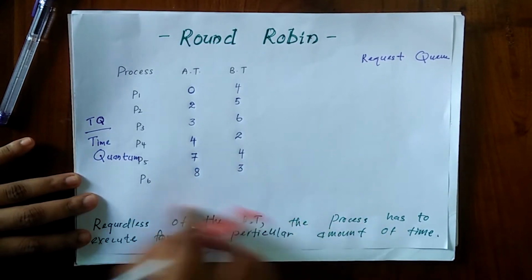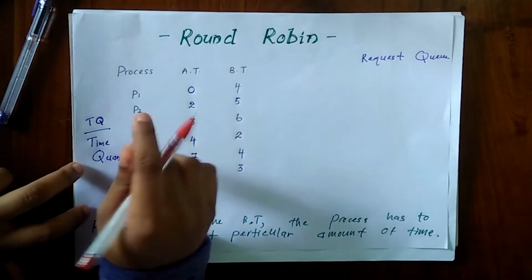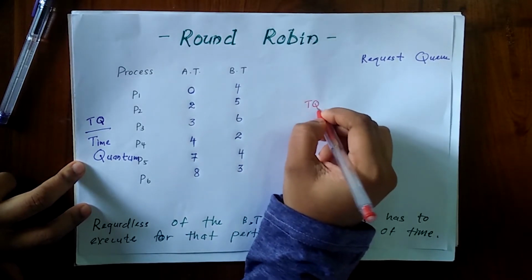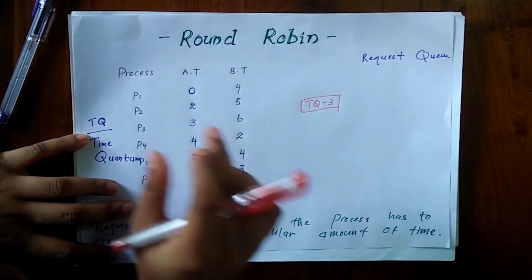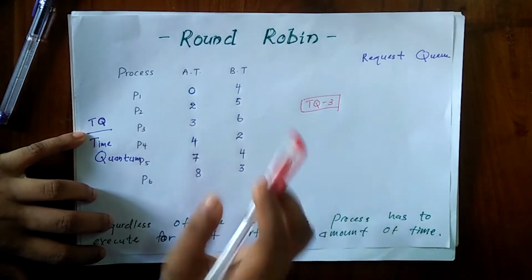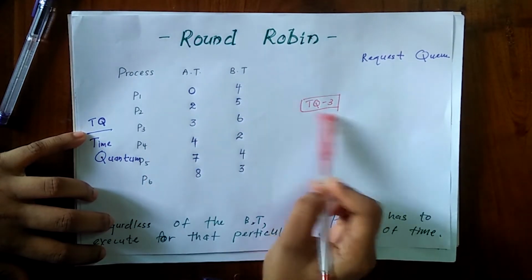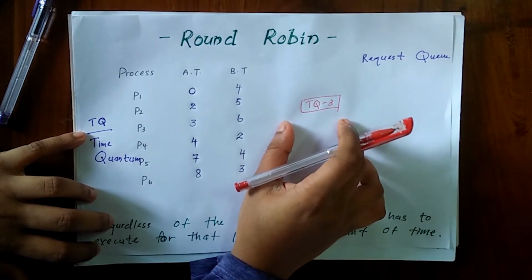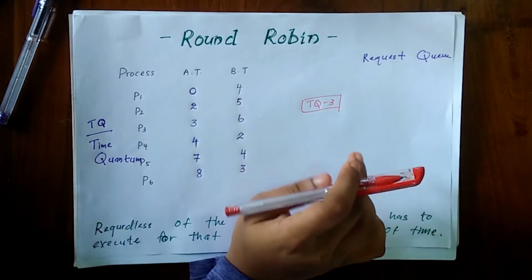Now let's start by drawing the Gantt chart. Before moving to that, in this example I am taking the time quantum as 3. That means the maximum amount of time these processes get to execute is only 3 milliseconds. They cannot exceed this 3. The maximum time is 3 milliseconds.